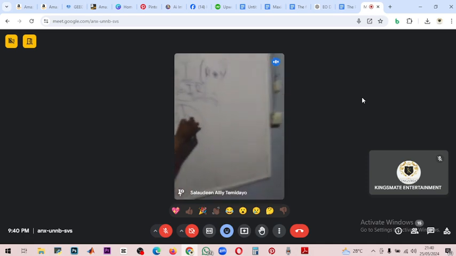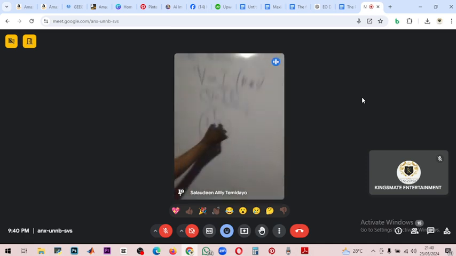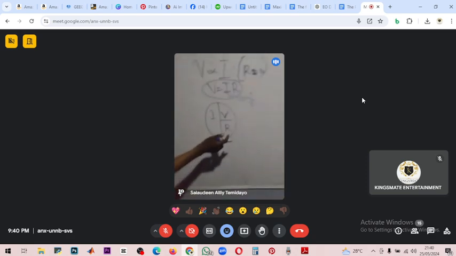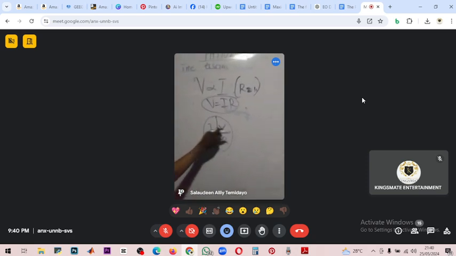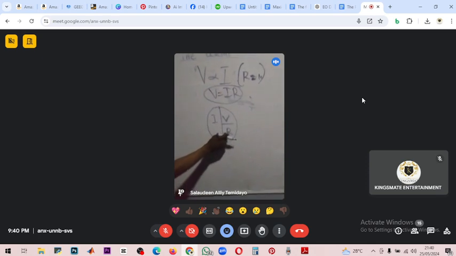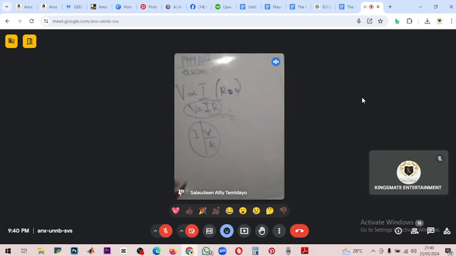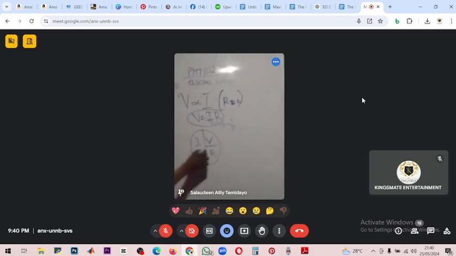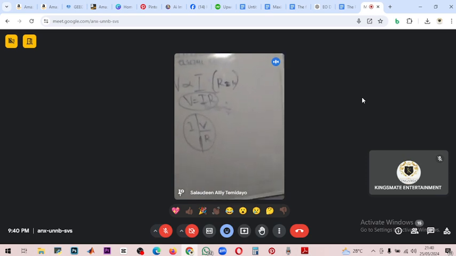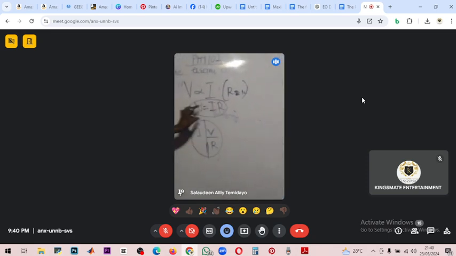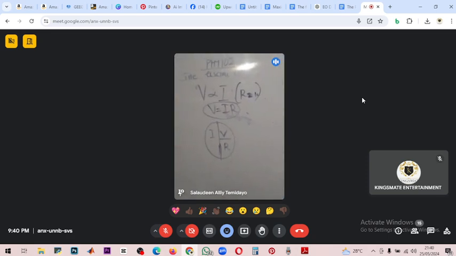How do I write it? I equals V over R. And R equals V over I. This is the way to write it, the common way. So V equals IR is the Ohm's law formula.